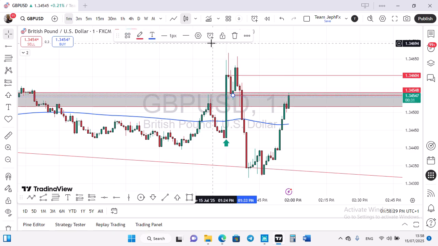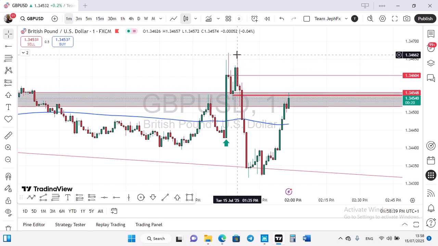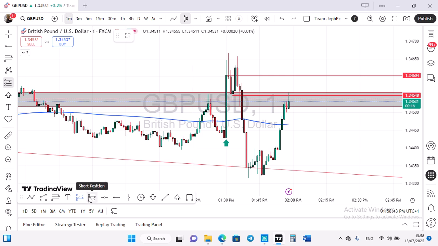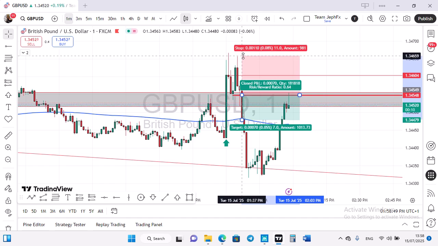Let me make my candle brighter so that you can see it clearly. Good. So this neckline here was where I put in my second entry point, and by that time I reduced my risk to somewhere here. I tightened my stop loss, that's what we call it. So this was my final entry point. Then I tightened my stop loss to the recent high, which is still around 10 pips.